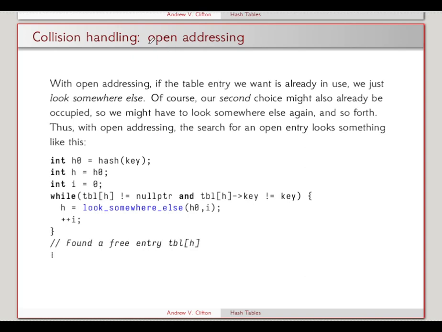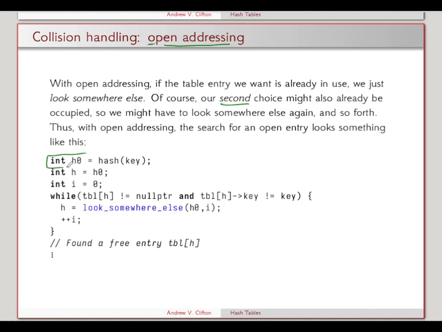The other option is called open addressing. Again, the idea behind open addressing is if the entry you want is already in use, look somewhere else. Now, your second choice might be in use, so we might have to look somewhere else again, and so forth. So here, our search is going to look something like this.